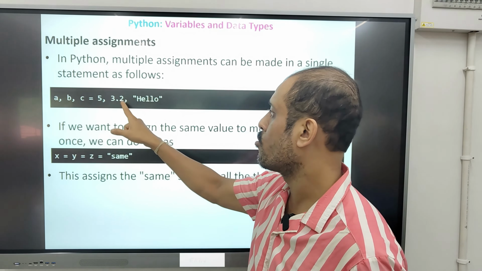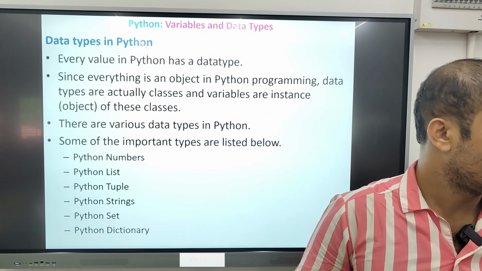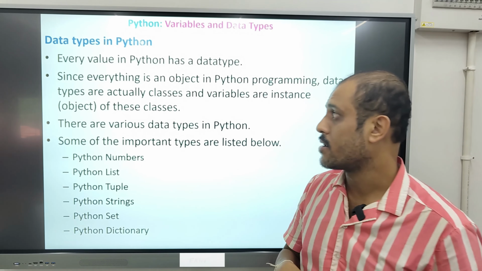So inside double quotes, if you write a value, I told you already that these are string values or character values. Fine. So these are the kinds of variable assignments.